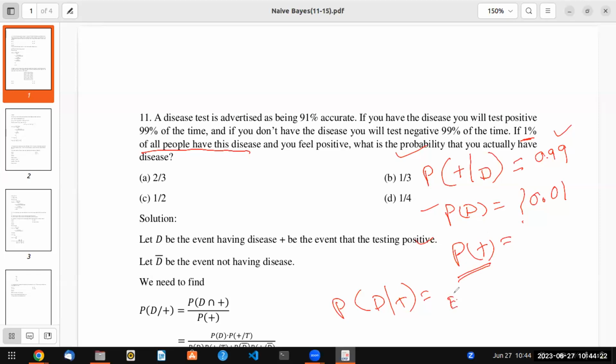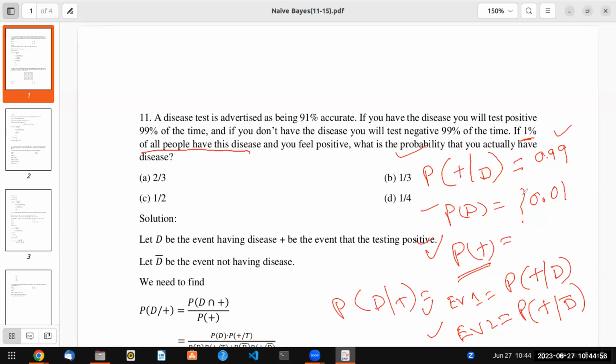What is event 1? Probability of being positive given you have the disease. Event 2 is probability of being positive given you don't have the disease. So probability of being positive can be calculated from these two events. You tell me whether you agree or not. This is the same as our factory problem. Now event 1 is factory 1, event 2 is factory 2.